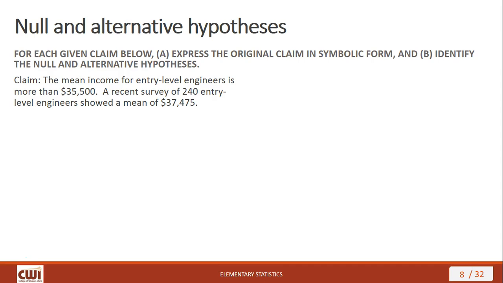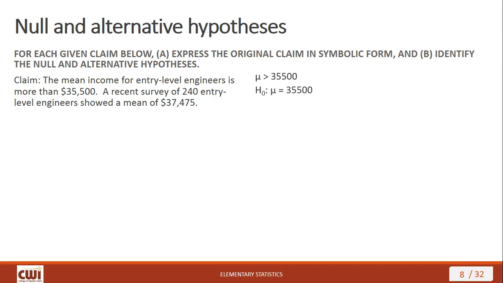The claim is that the mean income is more than $35,500. So we're going to write that as the mean, which is mu for the population, is greater than $35,500. Here's our original claim in symbolic form. Now we need to identify the null and alternative hypotheses. The null hypothesis will then be mu equals 35,500. Remember, equality by definition belongs with the null hypothesis. So I just take that value from the claim and set it equal to my population parameter.